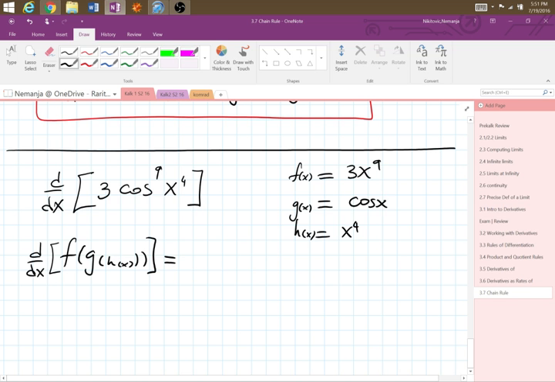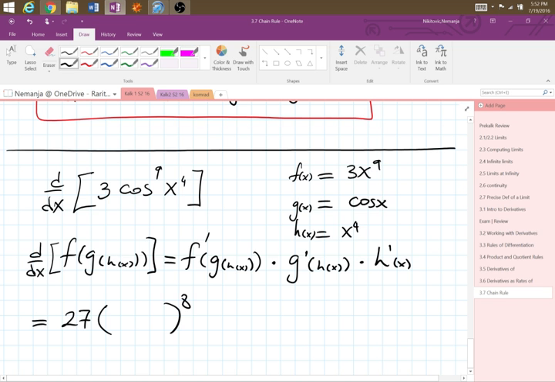it's pointless to memorize the formula. You'll see that you just keep taking the derivatives. So it's f prime with g of h plugged in intact times the derivative of g with h of x plugged in times the derivative of h. So now that means that I'm going to find the derivative of 3x to the 9, which is 27x to the 8. But then this is cosine x to the 4th here, right?